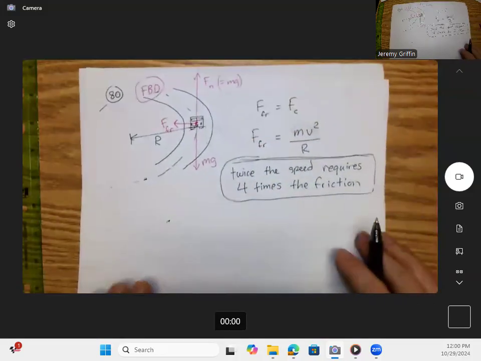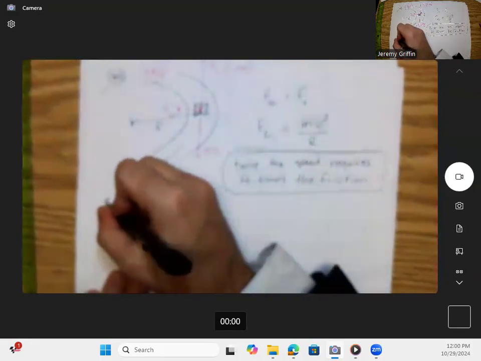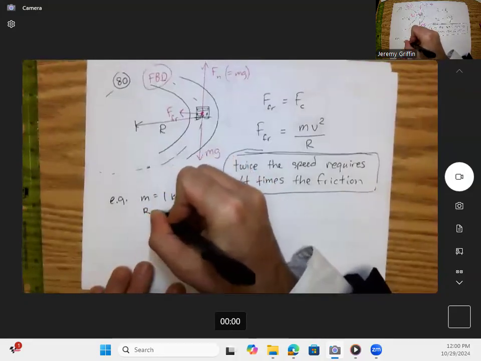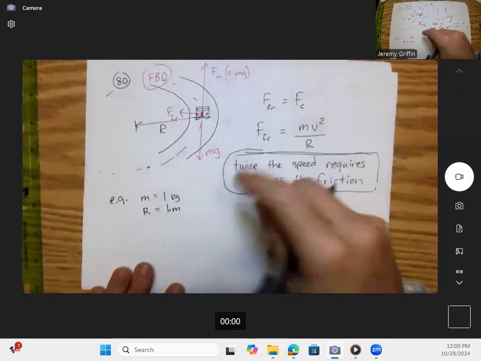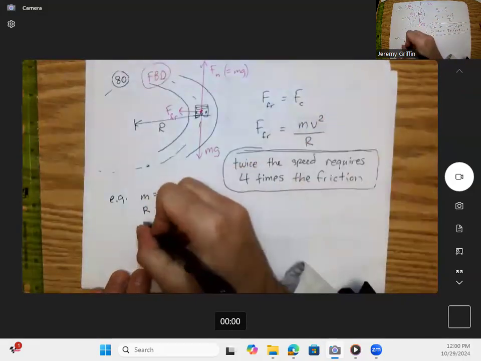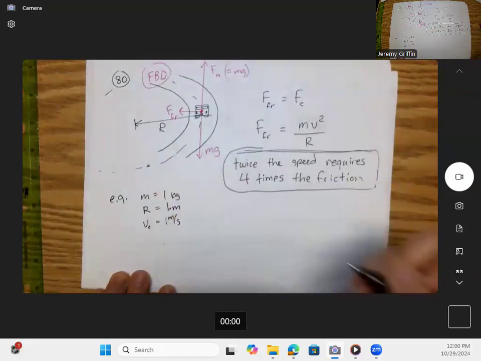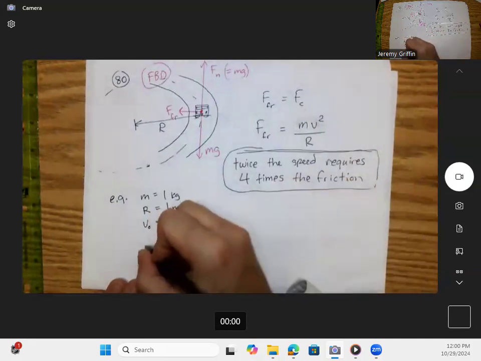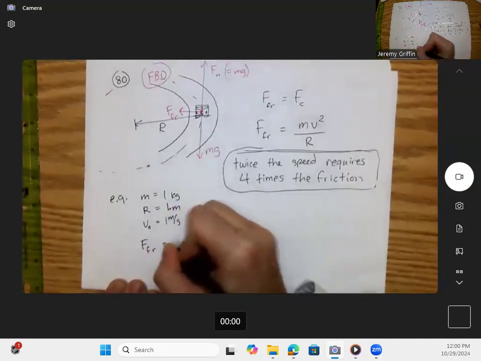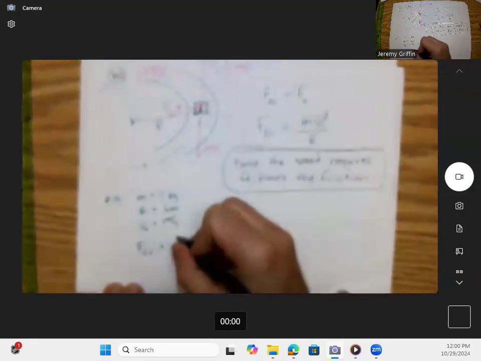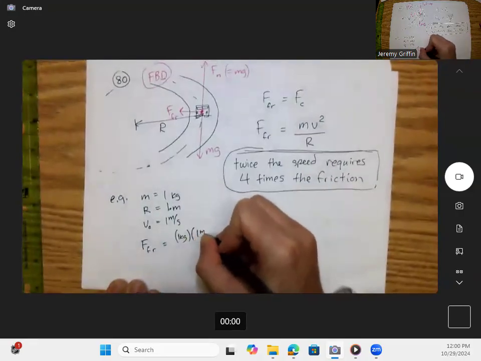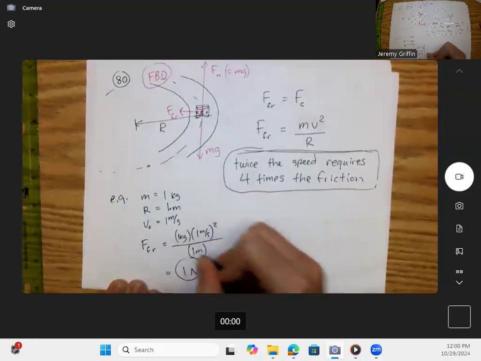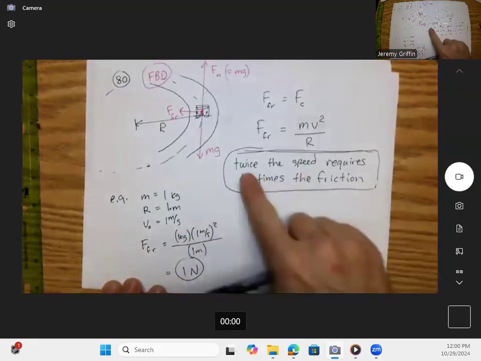All right. Now, let me try to back that up with some numbers. Suppose, crazy example, the mass was equal to 1 kilogram, the radius of curvature was 1 meter. Maybe we've got a little tiny toy car running around. Let's say the initial speed was 1 meter per second. You guys got that? 1 kilogram, 1 meter radius, 1 meter per second. What would the friction force be? 1 kg times 1 meter per second, square that, divide by 1 meter radius. Isn't that like 1 Newton? 1 Newton of force.